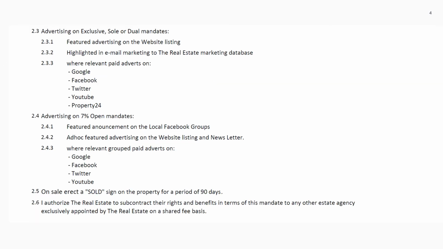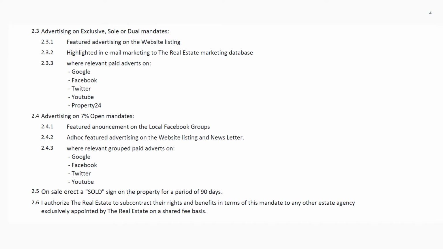2.3 deals specifically with exclusive sole and dual mandates, which will be selected later on in this contract. Here we specify the means that we'll use for marketing your property under our exclusive sole or dual mandate agreement.